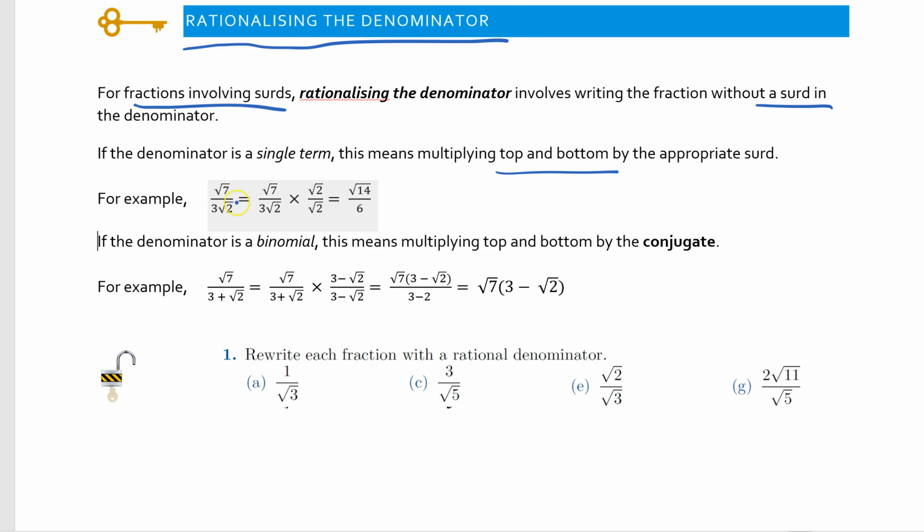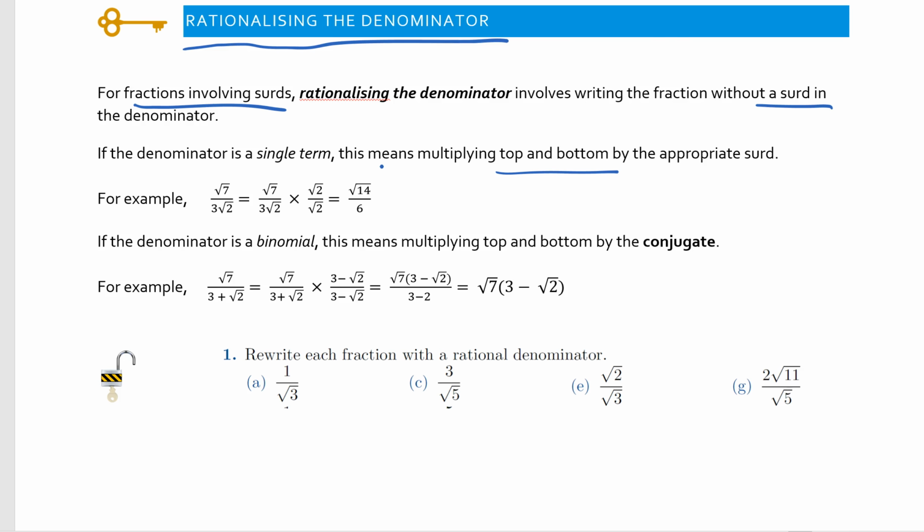So if I had this example here, root 7 on 3 root 2, to rationalise the bottom, I need to get rid of the root 2. So I take my fraction and I multiply top and bottom by root 2. The bottom is then rationalised, it's made into a real number if you like. So it becomes 3 times root 2 times root 2, which is 6, and the top, just our usual arithmetic, root 14.